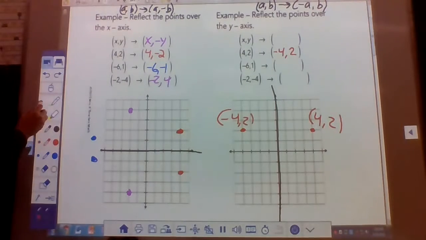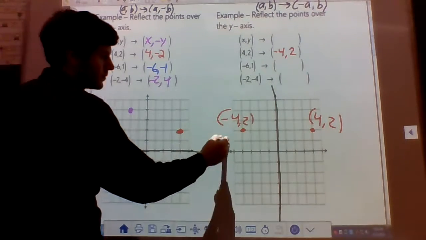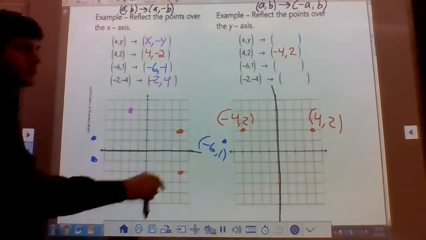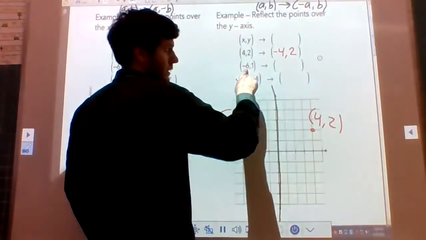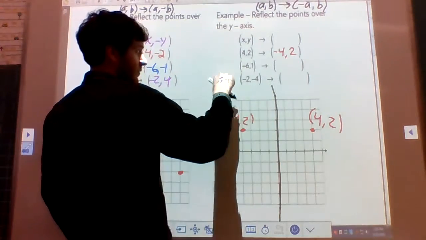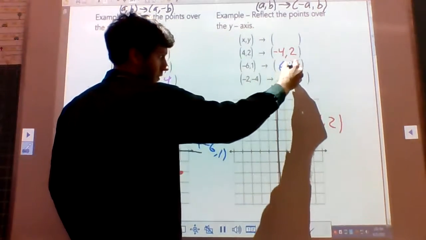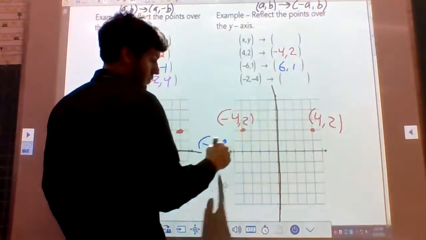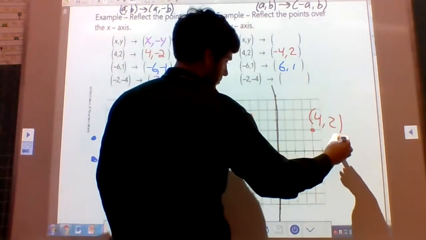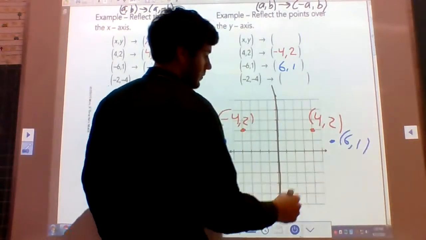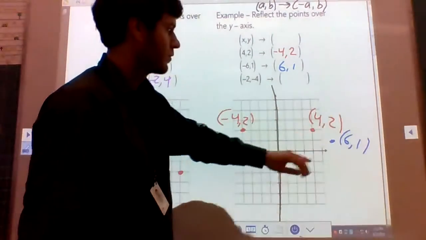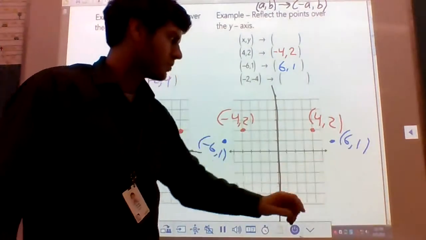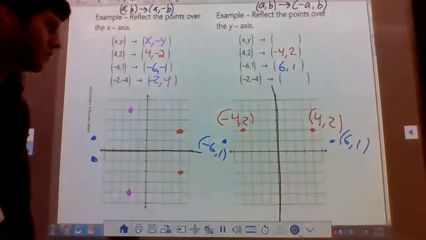All we're doing here is changing the sign. Negative 6, positive 1. And all we do is flip. A goes to negative A. So negative 6 goes to a negative times negative 6, which is a positive 6. We're just flipping the sign. B goes to B, so 1 goes to 1. So negative 6, 1 goes to 6, 1. Again, that makes sense because we're reflecting it over the y-axis. So this is 6 points away from the y-axis. This one is also 6 points away. It's just getting flipped over, reflected over.